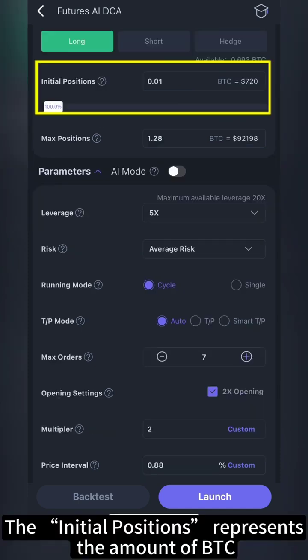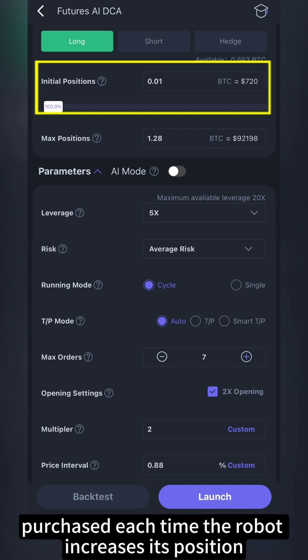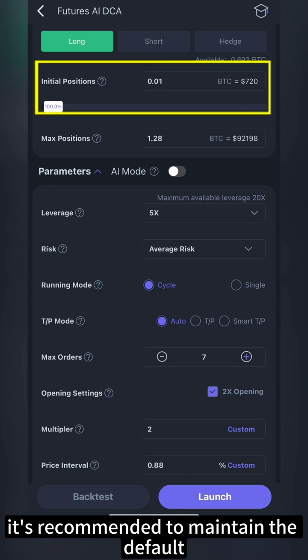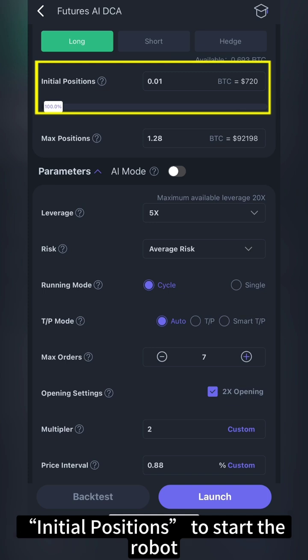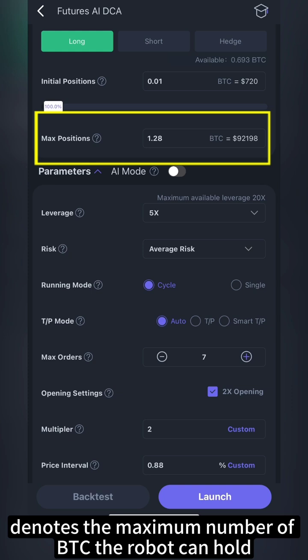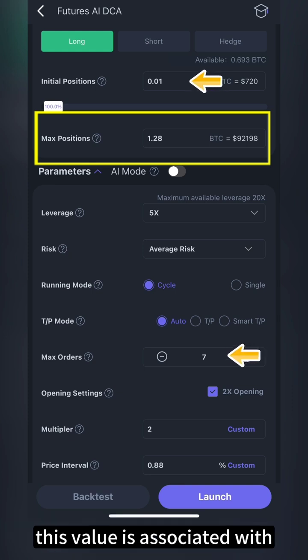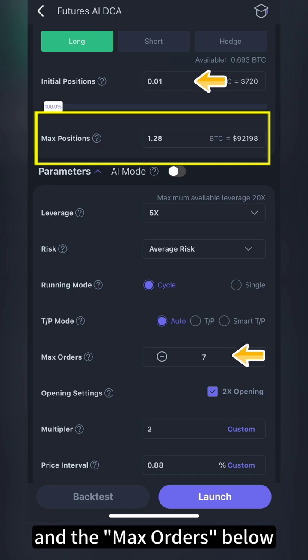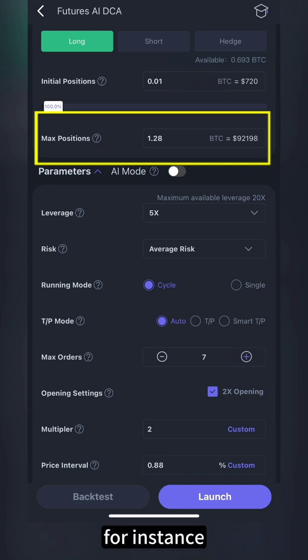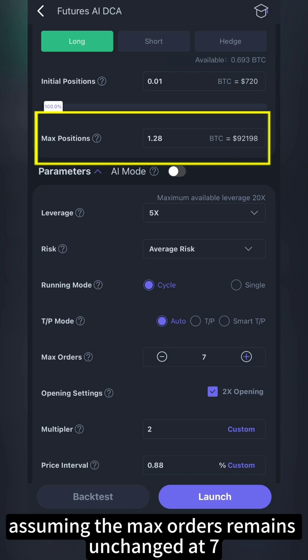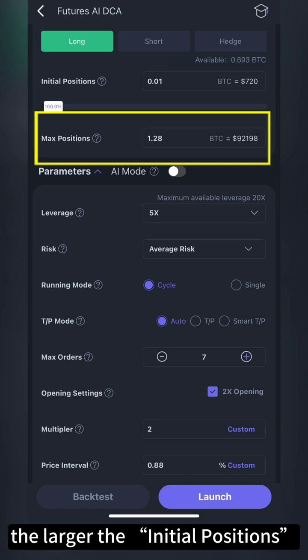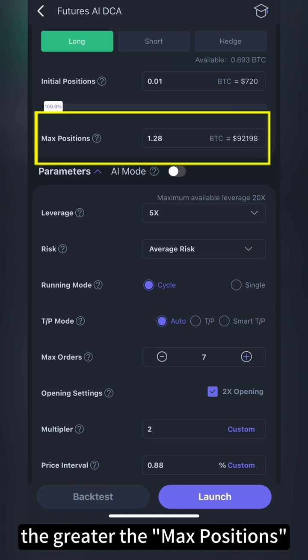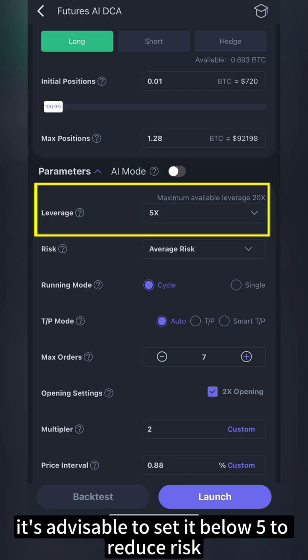The initial positions represents the amount of BTC purchased each time the robot increases its position. It's recommended to maintain the default initial positions to start the robot. The max positions denotes the maximum number of BTC the robot can hold. This value is associated with the initial positions above and the max orders below. For instance, assuming the max orders remains unchanged at 7, the larger the initial positions, the greater the max positions. When setting leverage, it's advisable to set it below 5 to reduce risk.